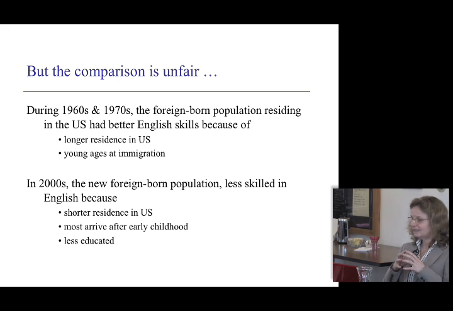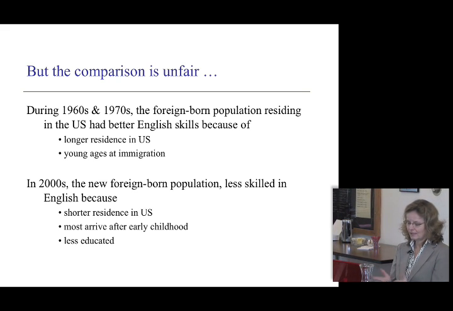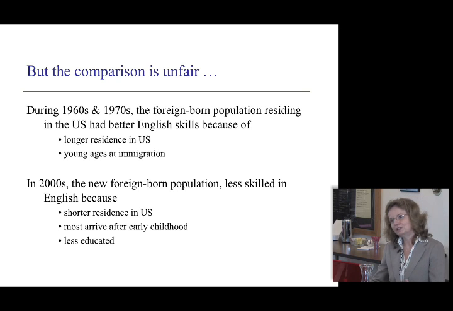The European immigrants who were in the United States in the 70s and 80s also had immigrated at much earlier ages. Let's just think back. If you immigrated in 1920, how old would you be in 1980? You'd be 60. That's if you immigrated as a baby. If you immigrated in 1920 as an adult, let's say 30, how old would you be in 1980? You would be 90 and likely to be dead, unfortunately.